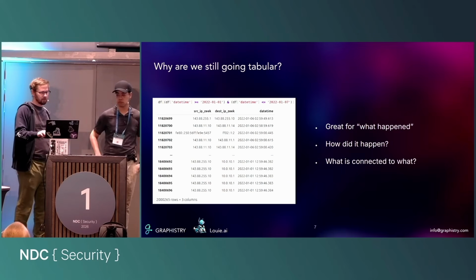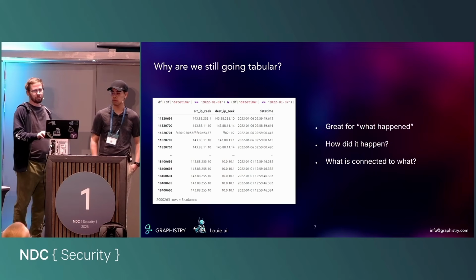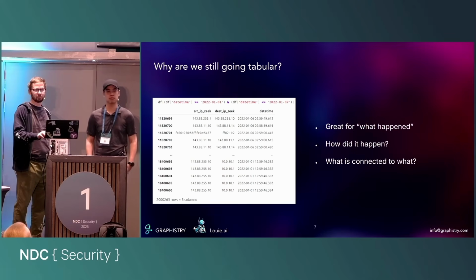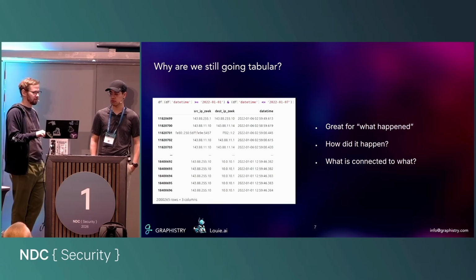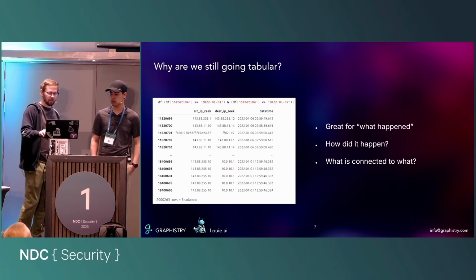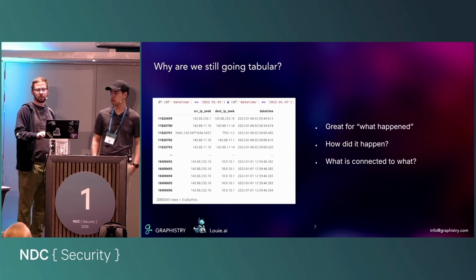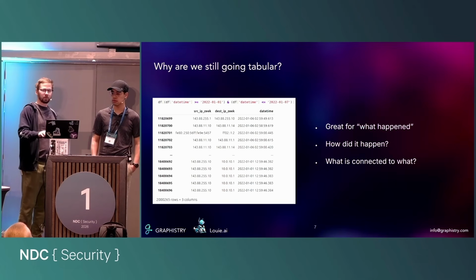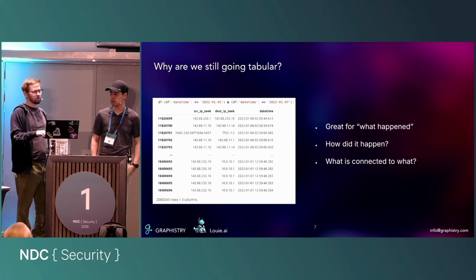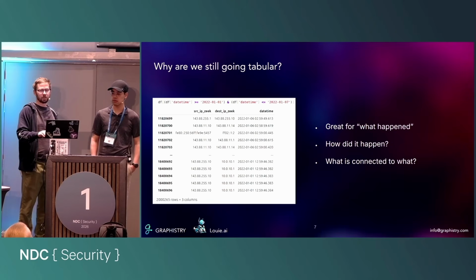And so why are we still going tabular? Most of the tools are built tabular. Our databases are tabular most of the time. Our logs are basically tabular. Anything that we produce in this community and in cyber is tabular by design. And it's great when you're looking at what happened. When you go in and you're looking at a specific problem, it's super good with tabular data. You can aggregate, you can count and search stuff easily. But it's not that good when you want to look at how it happened and what is connected to what.